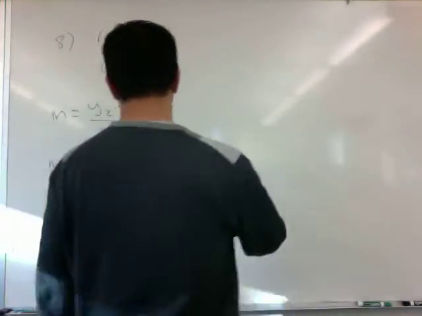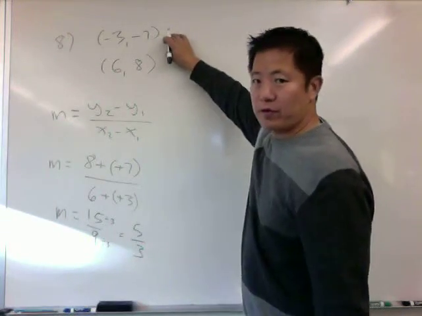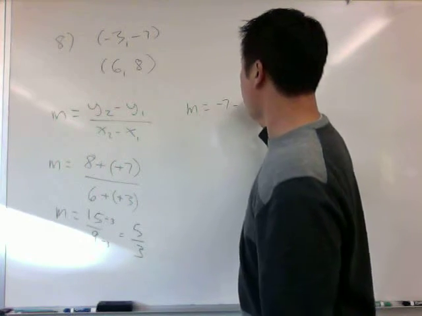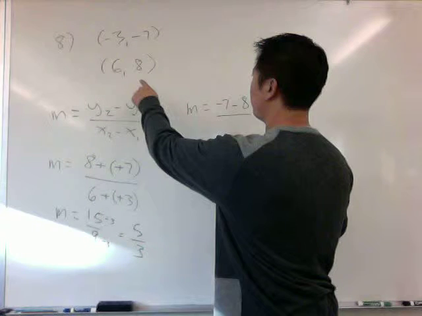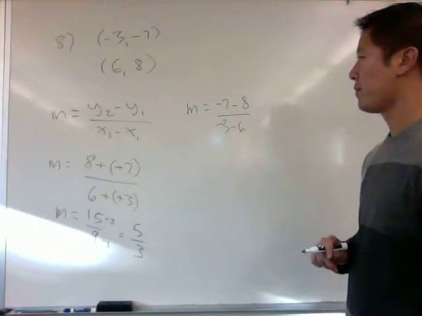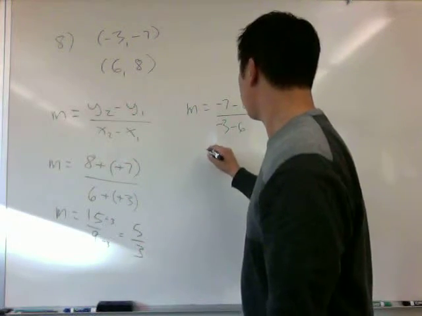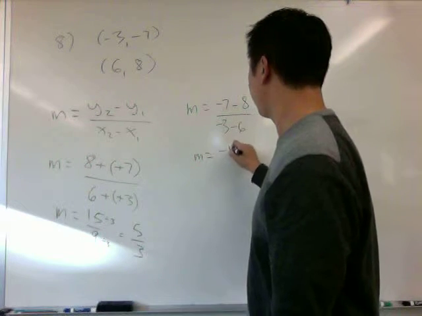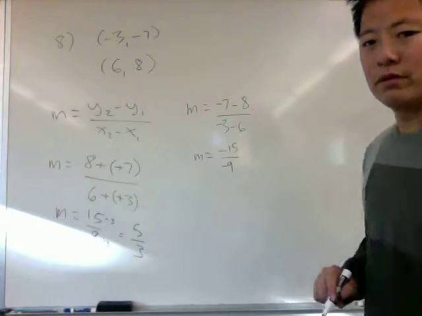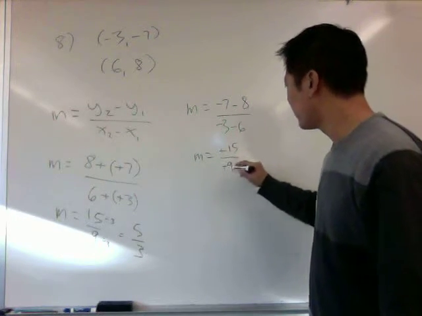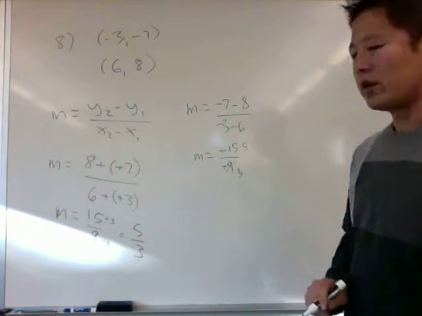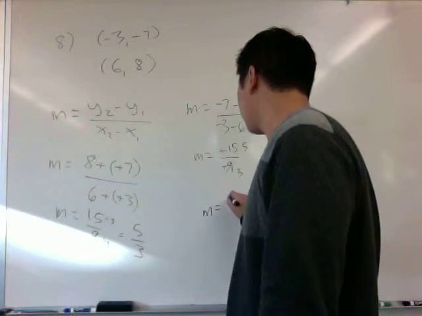Let's try it the other way. If I selected this point first, I would have m is equal to -7 minus 8, and then -3 minus 6. That means m is equal to -15 over -9. Well, a negative divided by a negative is a positive. And again, we can reduce that to 5/3 as well. So our slope, m equals 5/3.